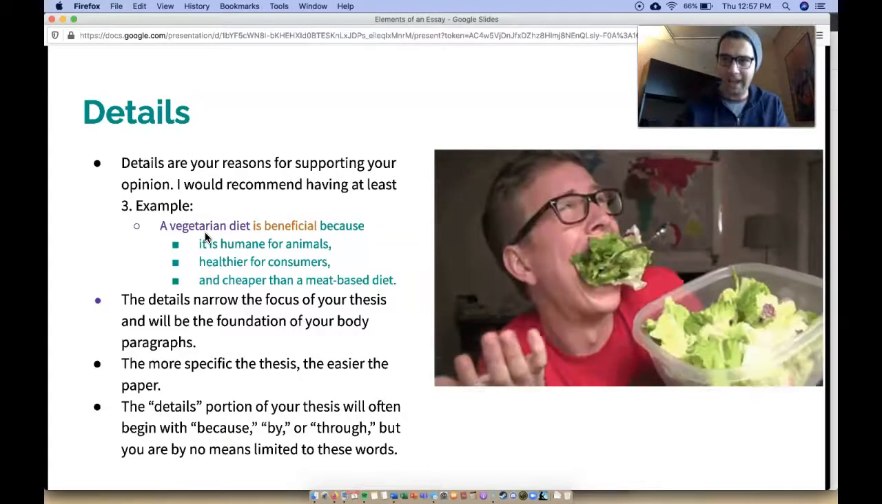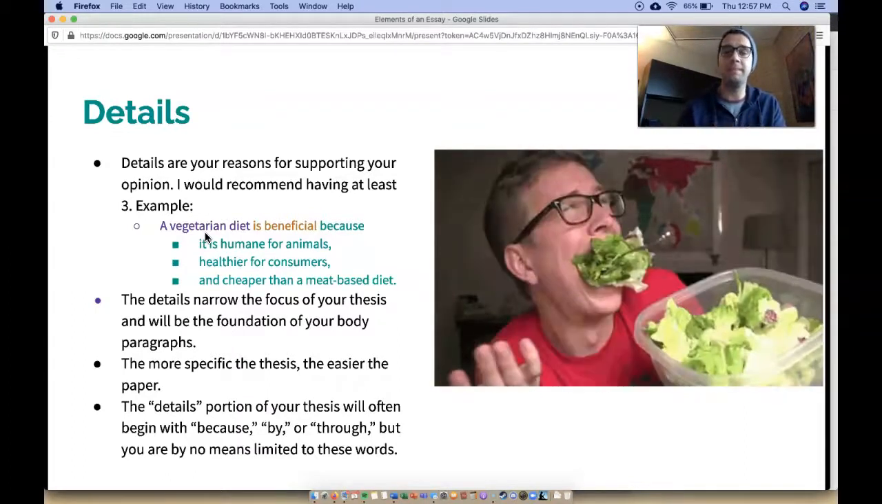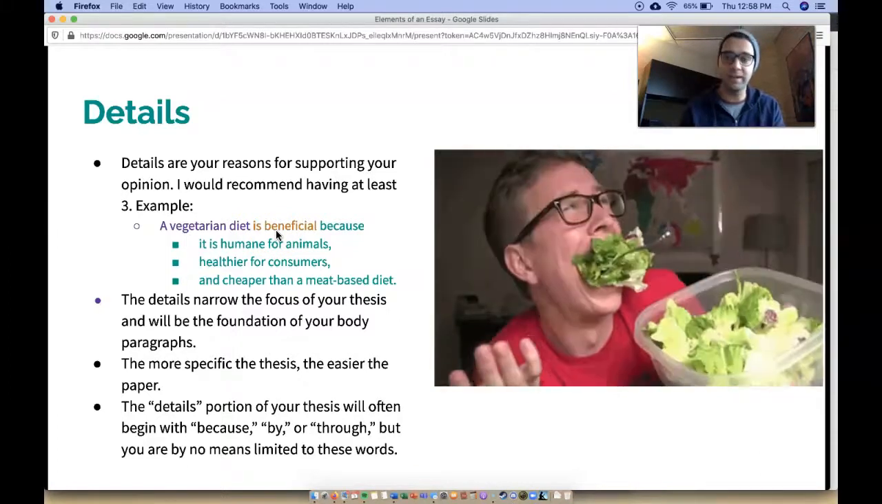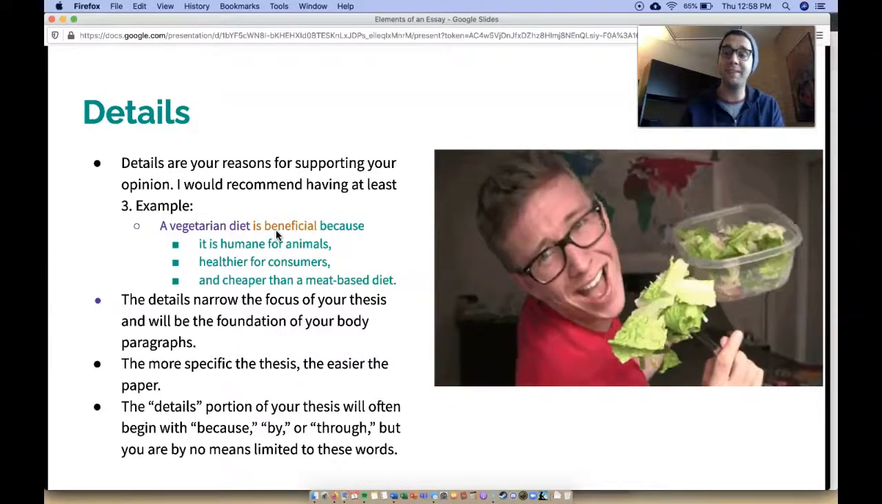So a vegetarian diet, that's my topic. Now I need to infuse it with my own attitude or opinion. There's my verb, beneficial. So now I've got an argument. But what a lot of students want to do is they want to put a period right there and say that they're done with their thesis statement. And that's the number one mistake I see students make. They don't make it narrow or specific enough.